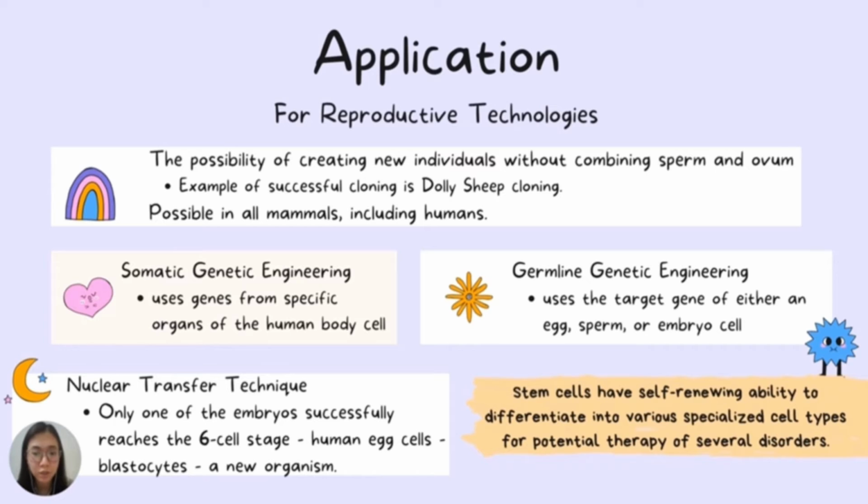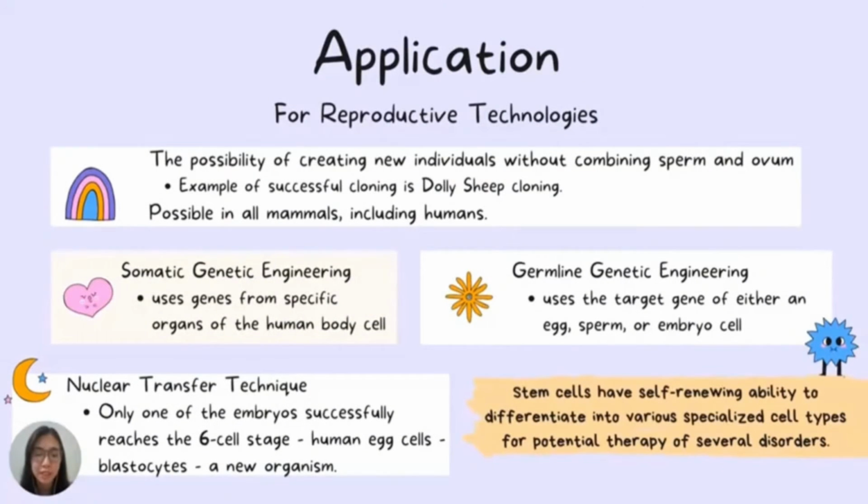Based on experiments, on November 13, 2001, Cibelli et al. succeeded in cloning human embryos through the nuclear transfer technique. The experimental results show that only one of the embryos successfully reached the 6-cell stage and formed human egg cells to develop naturally into blastocysts, which will form a new organism.